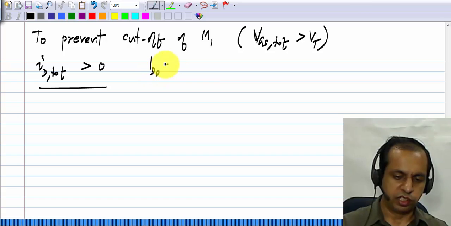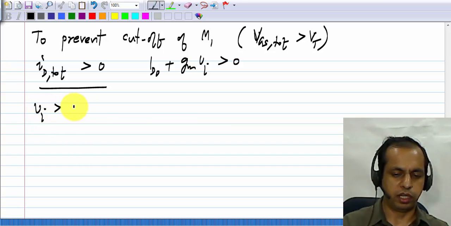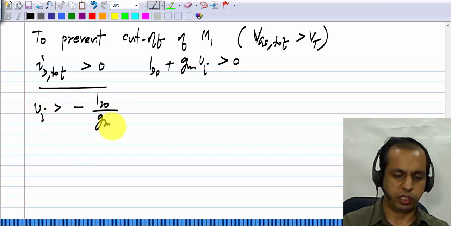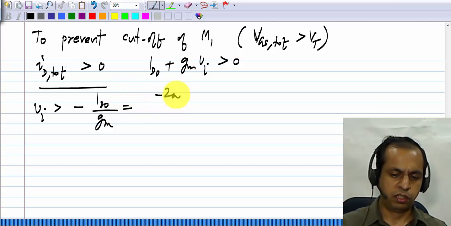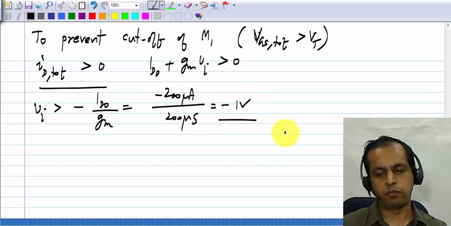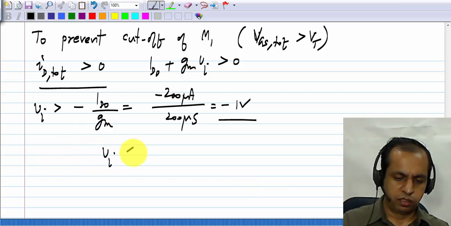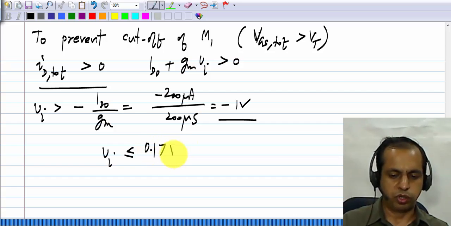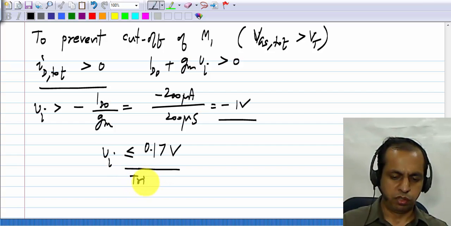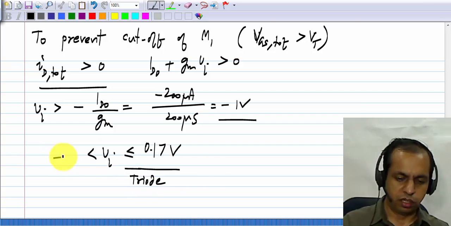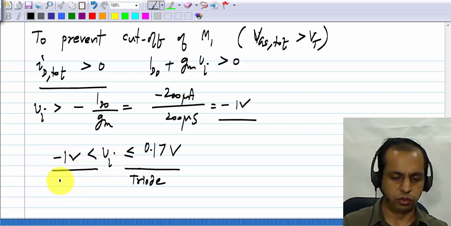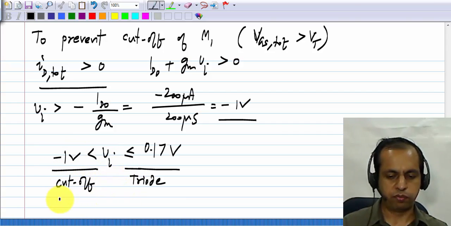Which means that ID0 plus gm Vi has to be greater than 0, or Vi has to be greater than minus ID0 by gm, and in our case it is minus 200 microamperes by 200 microsiemens, which is minus 1 volt. So the limits for Vi are that Vi should be smaller than 0.7 volts, and this limit is to prevent it from going into triode region, and it has to be greater than minus 1 volt, and this limit is to prevent it from cutting off.